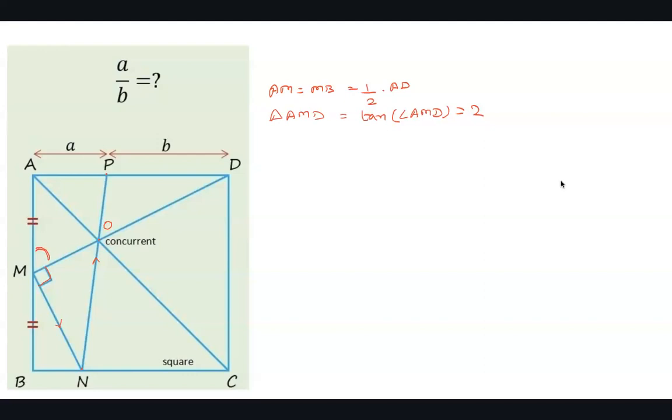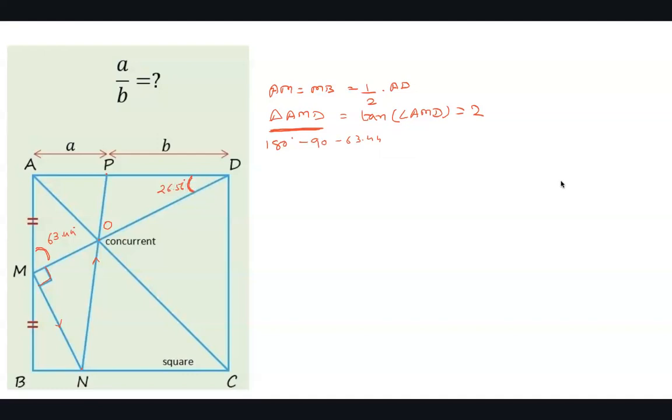I just used a calculator to figure that out. So 63.44 degrees. And now we can apply the angle sum property over triangle AMD. All three angles add up to 180 degrees. So using that, we can figure out that angle ADM would be 180 degrees minus 90 minus 63.44, which is nothing but 26.56 degrees. So at least this much we could figure out.